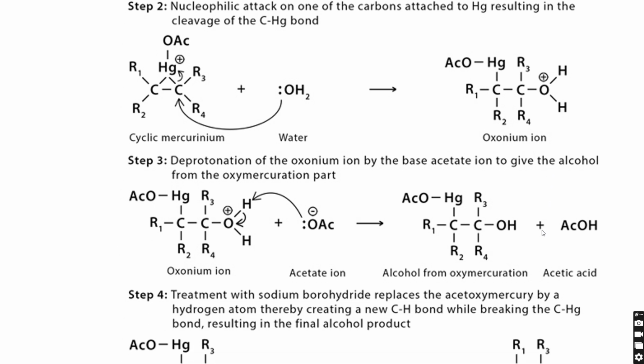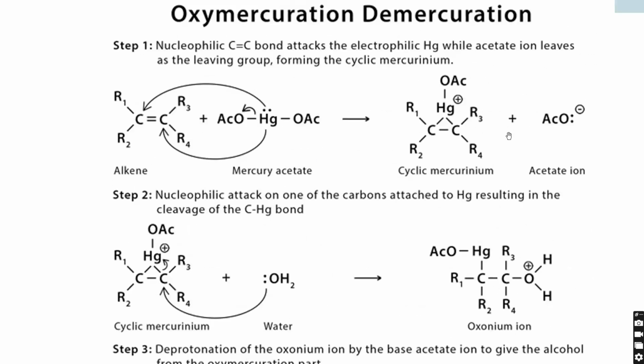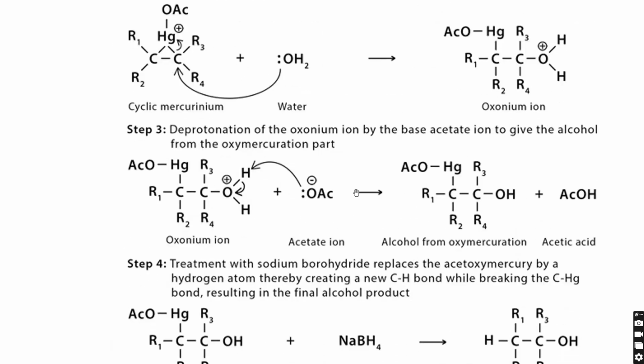Then deprotonation of the oxonium ion by the base acetate ion to give the alcohol from oxymercuration part takes place. So initially, if you remember, the acetate ion was liberated in the first step. So that acetate is going to deprotonate the oxonium that is forming. And we get this alcohol from oxymercuration.